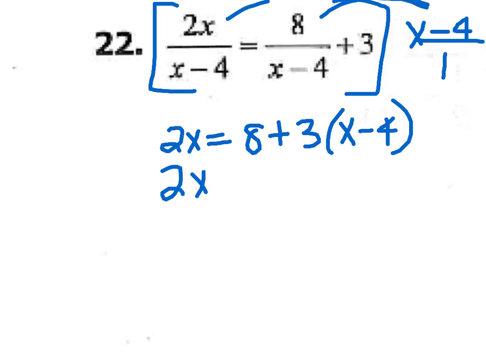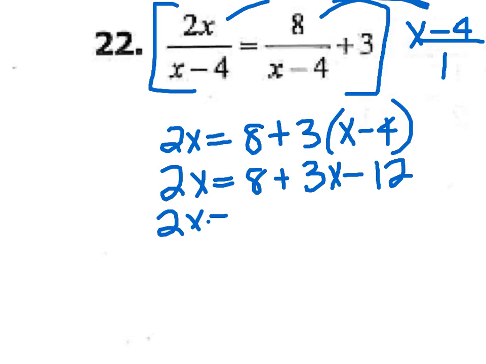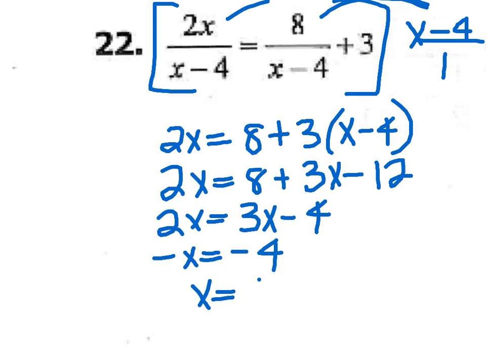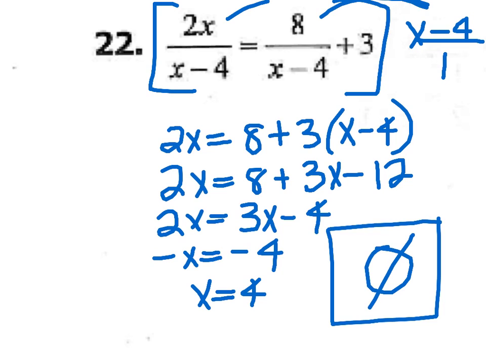Make sure you guys are taking your time on the basic multiplying and adding. I know you guys know how to do all of that. So I get 2x equals 3x minus 4, negative x equals negative 4, so x equals 4. The only problem is when I plug this back in, 4 minus 4 gives us 0. That means it's extraneous. But remember, extraneous solution is not our answer. Our answer is no solution. That means nothing works.